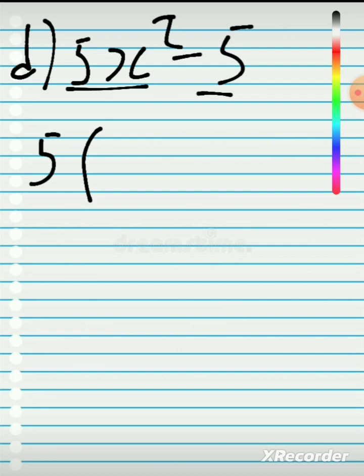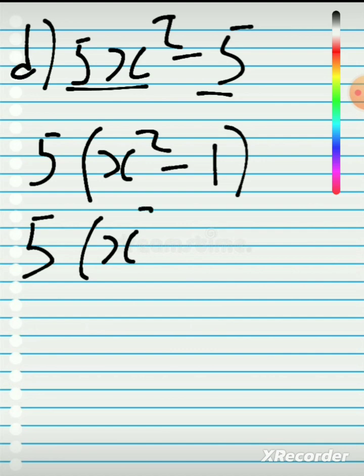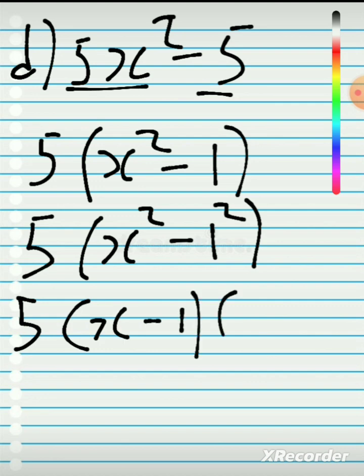Okay? So 5x squared divided by 5, it's x squared. Negative 5 divided by 5 is negative 1. Okay, these ones now can be factorized using difference of two squares, because here we have x squared, 1, we can write it as 1 to the power 2. Okay, so we are going to have 5 times x minus 1, x plus 1.